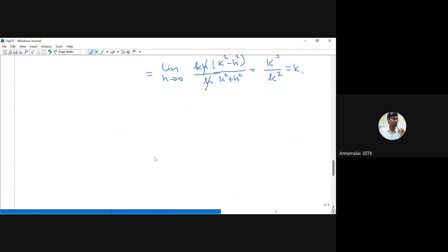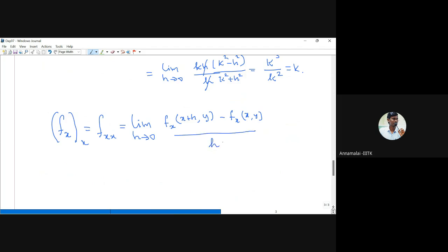What is the derivative of the new function, once fx is differentiable? Then we can differentiate the function with respect to x. So simply we can write this as fxx, the second derivative. This is nothing but the limit as h goes to 0. Instead of f, we are using the function fx. Here x is varying, therefore x plus h comma y, y is constant, minus fx at the point x comma y, divided by h. We are talking about this limit.